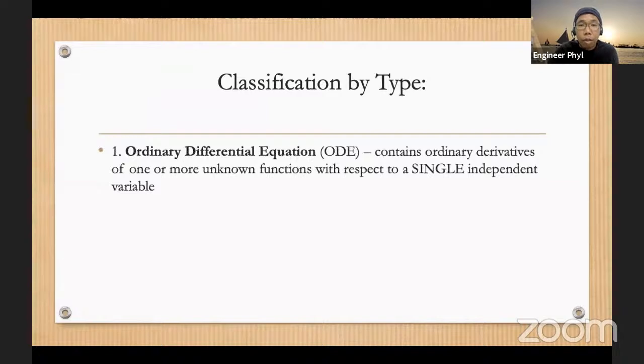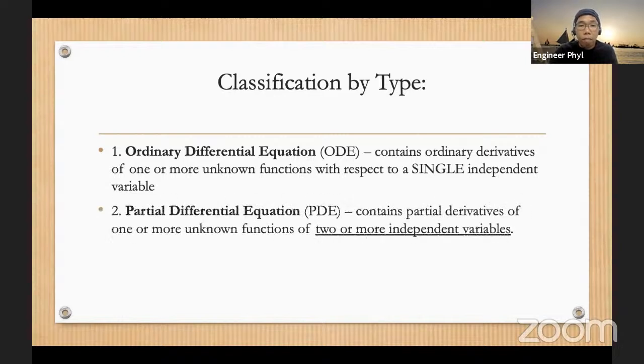And the last example here is a differential equation since it contains derivatives, specifically partial derivatives. Now let's go to the classification by type. We have the ordinary differential equation, or ODE, and the partial differential equation, or PDE. When we say ODE, or ordinary differential equation, it contains ordinary derivatives of one or more unknown functions with respect to a single independent variable.